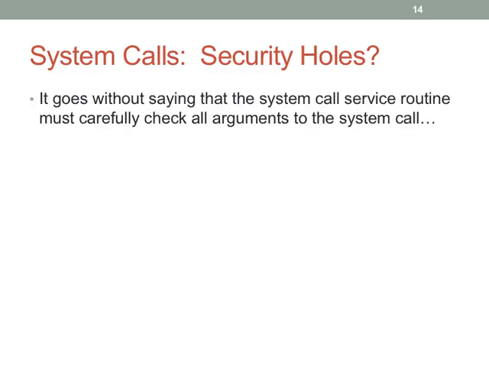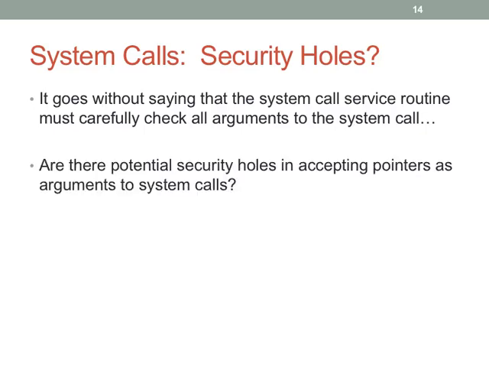Okay, so like I said, we don't trust anything from user process. We already checked the system call number. That was one thing we obviously had to check. But we need to check everything else.